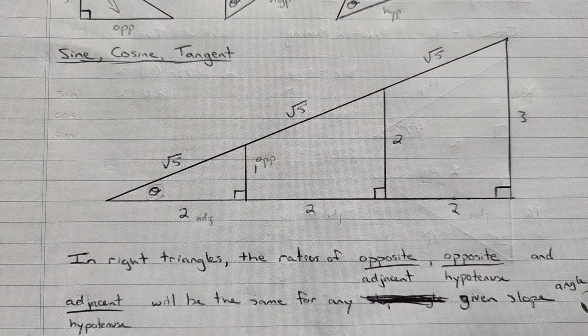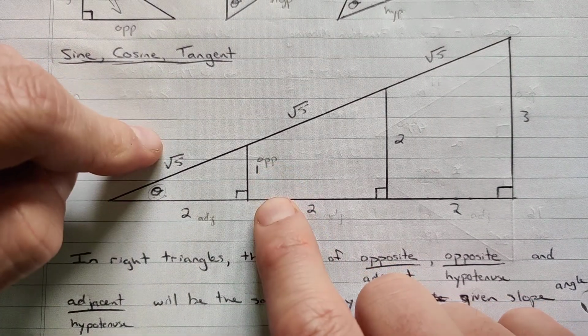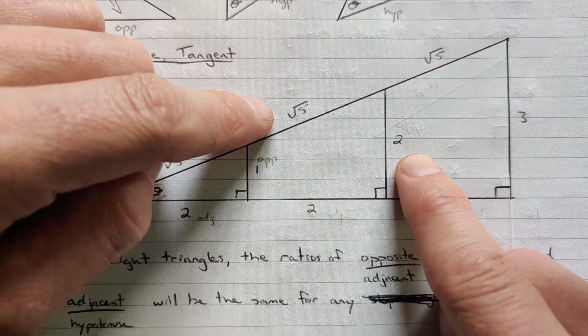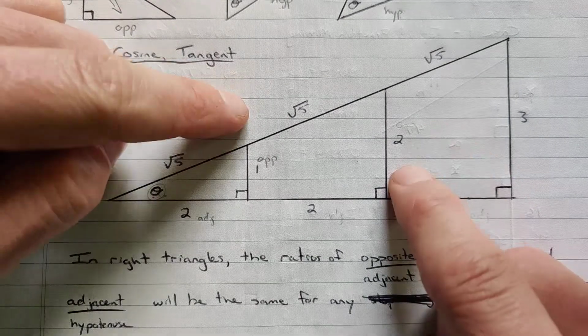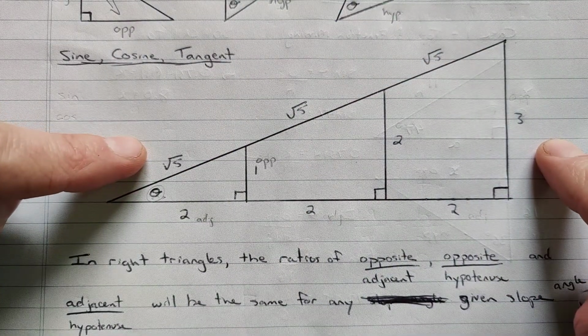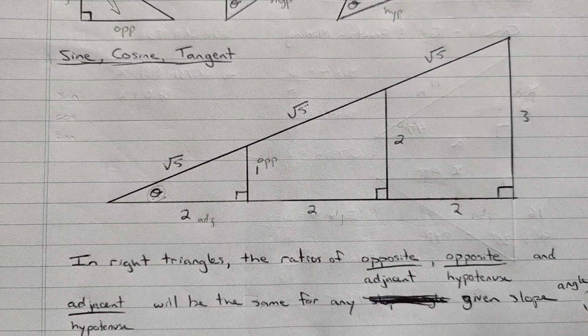And it's the same if you compare the hypotenuse to the opposite: root 5 divided by 1. The hypotenuse to the opposite here is 2 root 5 divided by 2. That'll still be root 5. And then 3 root 5 divided by 3 would still be root 5. So the ratios never change, and so we can use these constant ratios to help us find missing sides or angles given known information about the triangle.